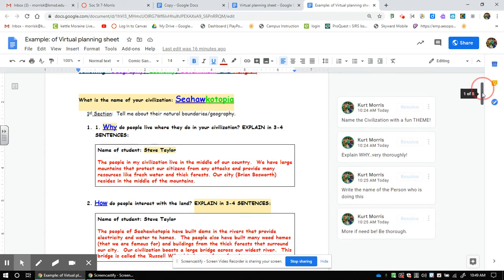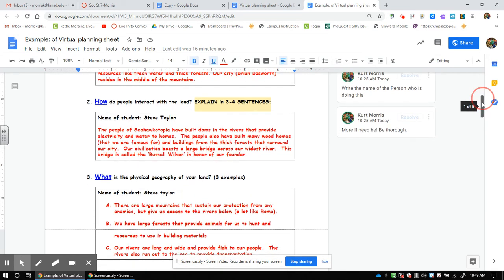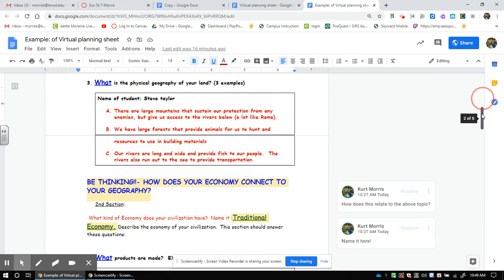Okay, let's take a look at the next one. How do people interact with their land? 3 to 4 sentences. Go through and explain. In Seahawkatopia, we built dams and rivers and provide electricity and water to homes. The people have built many wood homes that we're famous for, and buildings from thick forests that surround our city. Our civilization boasts a large bridge across our widest river. This bridge is called the Russell Wilson in honor of our founder, another Seahawk reference. So you can see how I've gone through and done this.